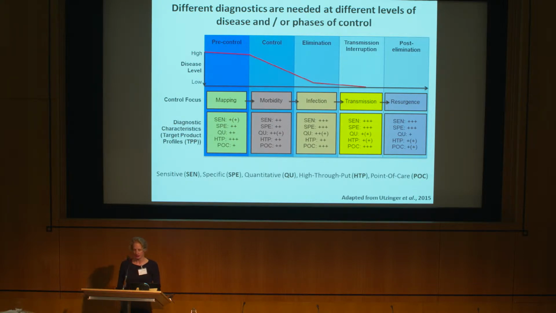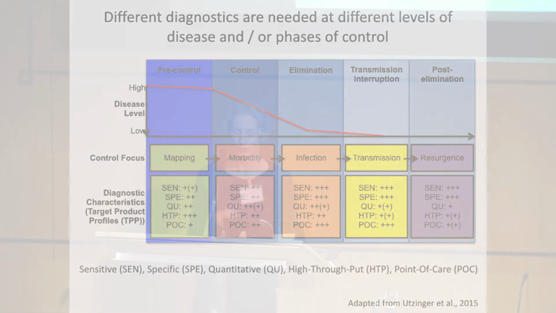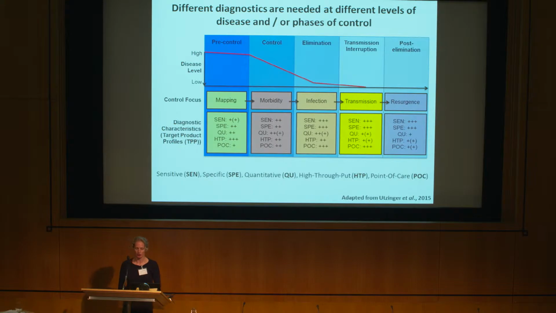But then when you start to get to the elimination stage, in the middle phases of a control program, you really need really sensitive and specific diagnostics. And also you start to need to think about point-of-care diagnostics, because you really start to bring it down to the detail of actually who's infected and who's involved in transmission. And you can see that those sensitive and specific diagnostics are still needed as you go through into transmission interruption, and then again at the post-elimination stage.